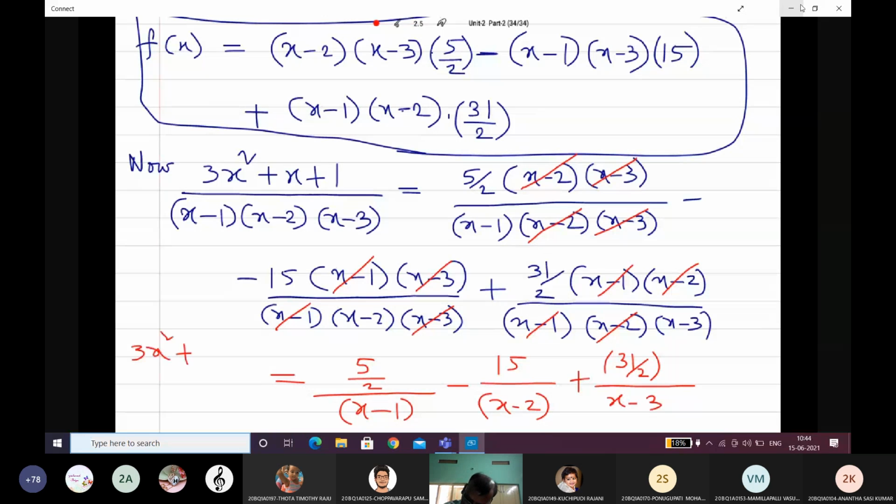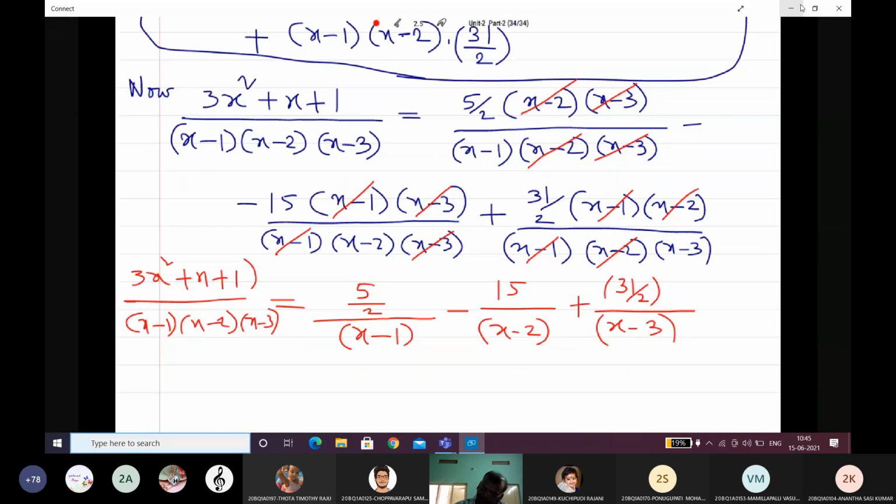This is the given function, 3x square plus x plus 1 divided by x minus 1 into x minus 2 into x minus 3, as a sum of partial fractions, by using Lagrange's method. Okay. This is very easy. Right? Now, we have moved into the second one.